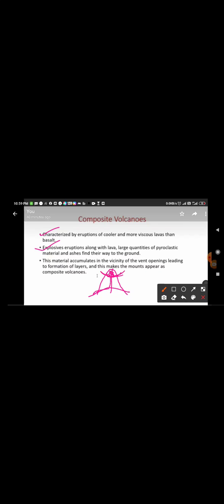So this material accumulates in the vicinity. Vicinity means closeness of the vent opening, leading to formation of layers, and this makes the mount appear as composite volcanoes. This is how a composite volcano looks like. This is the magma chamber. It erupts from here. It tries to come out from various places. This is the side vent, and along with that, since it is very explosive, ash, cloud and other things are erupted out.